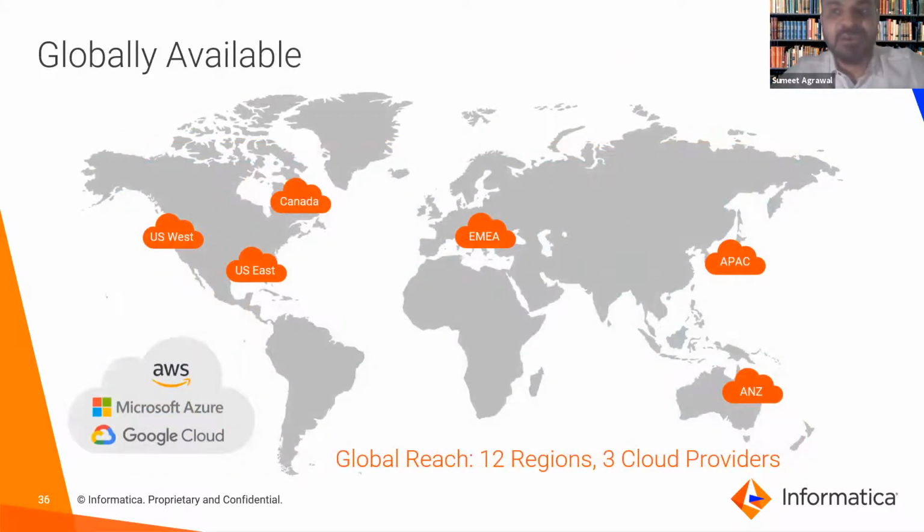This is a very important factor in building a cloud native solution, to make sure that we provide services across the globe. So we have availability almost everywhere, as well as in all the clouds, whether it's AWS, Azure, or Google Cloud. We have 12 regions and 3 cloud providers. We offer pods, and all the IICS services are fully deployed in all these 3 clouds.